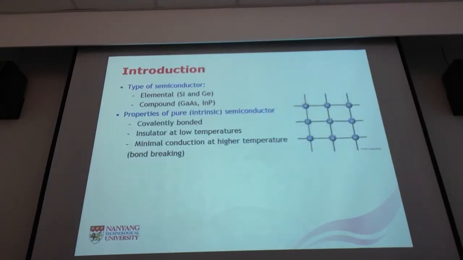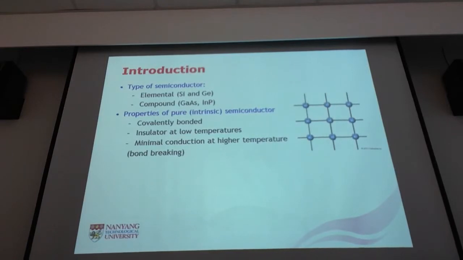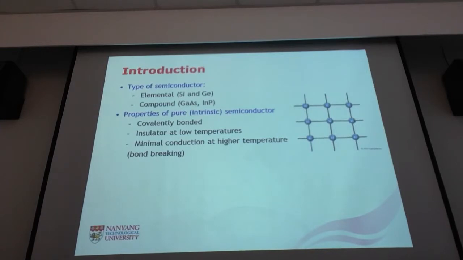The properties of a pure semiconductor, also called an intrinsic semiconductor, are that all the atoms are covalently bonded, and it is considered an insulator at low temperatures. As we said, when the temperature increases, the conductance increases as well. However, if the temperature goes too high, there will be bond breaking. In this case, the conduction is minimized because electrons cannot travel freely within the whole material. They are stuck in the atom.